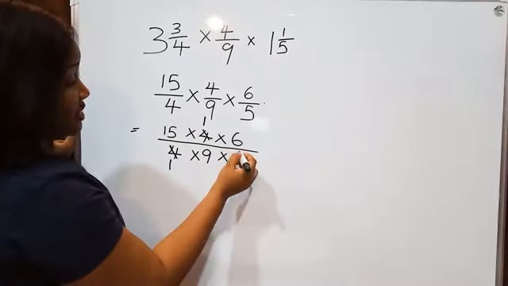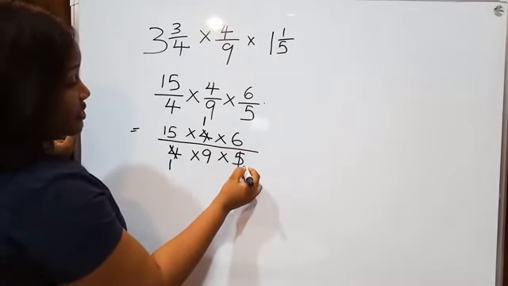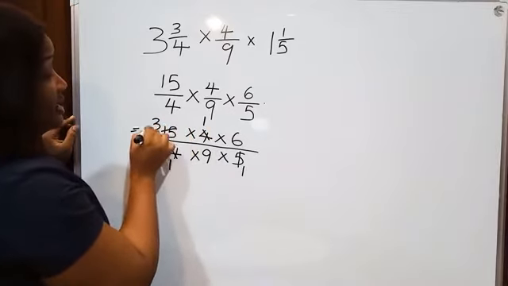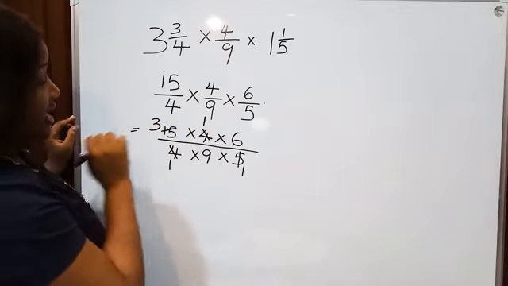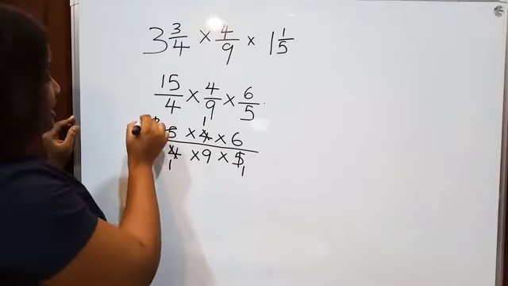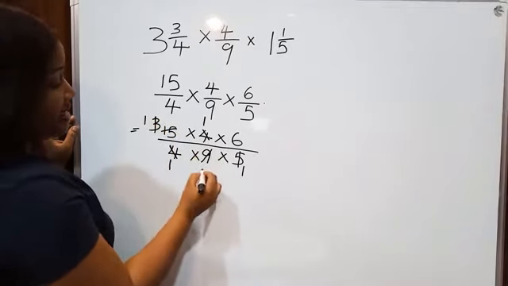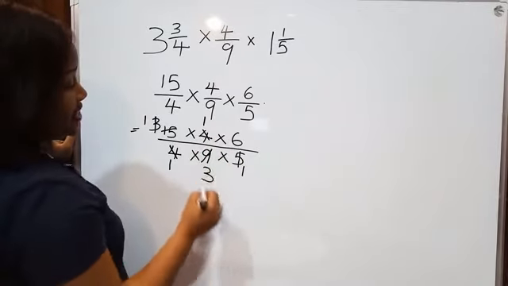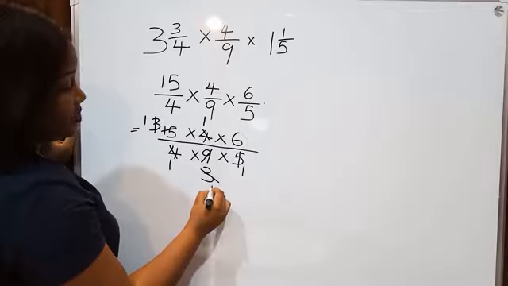5 divided by 5 is 1, and 15 divided by 5 is 3. And then again, we can see 3 and 9. So you say 3 divided by 3 is 1, 9 divided by 3 is 3. Then again, you can say 3 and 6. You can say 3 divided by 3 is 1.